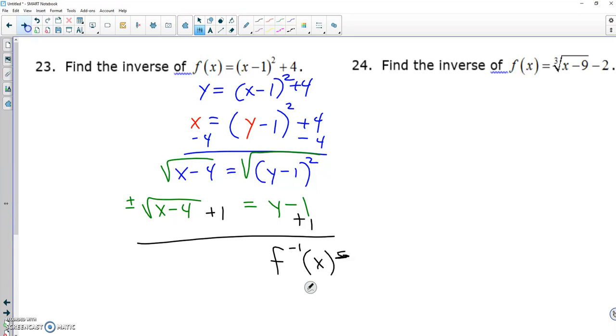So it equals plus or minus square root of x minus 4, and then plus 1 on the outside.